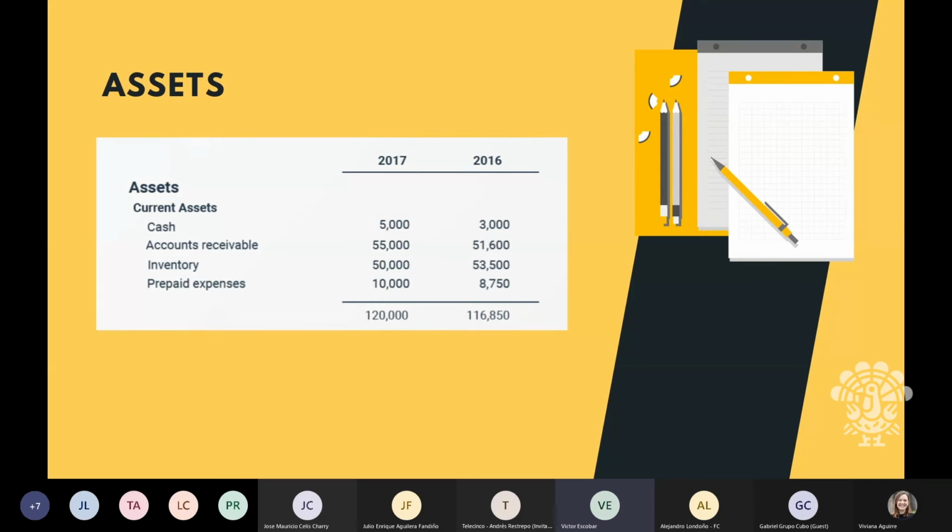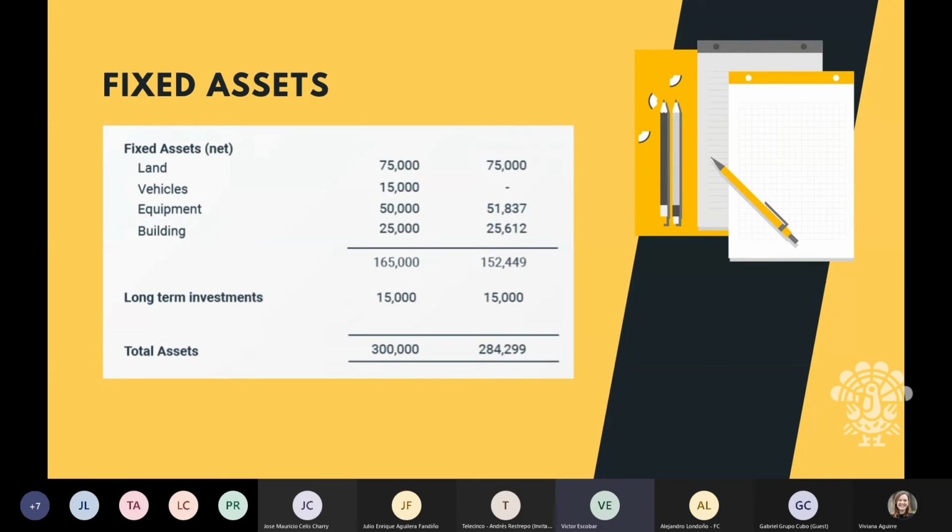And also you will have the fixed assets. Fixed assets will say you have land, vehicles, equipment, buildings, everything related to that. And as well, if you have long-term investments. So it's important to check that. And every single investor that will check your current situation will need to see if you have a long-term investment or if you have a long-term debt. That is the next thing that we will see.